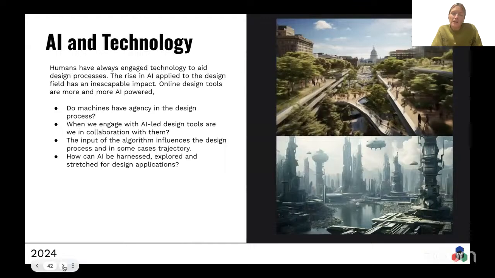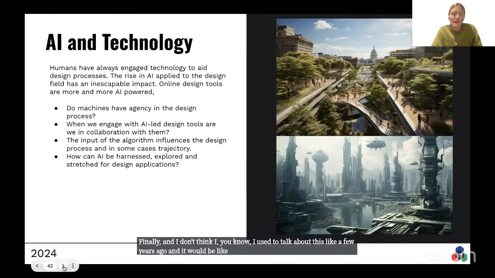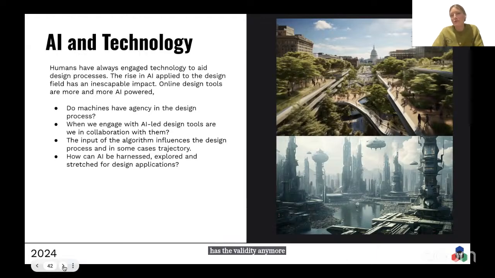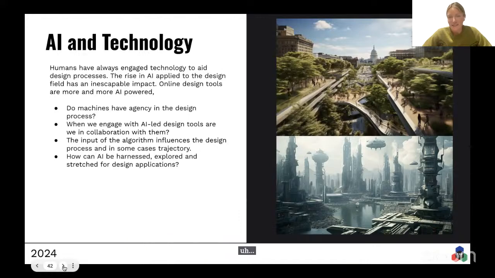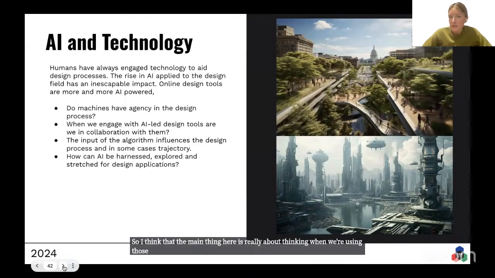Finally, I don't think I used to talk about this a few years ago, and it would be like, oh, wow, we made this with AI tools. That's amazing. But I just don't think it has the validity anymore, because most of the design tools we use online have AI capacity. So I think the main thing here is really about thinking, when we're using those tools, what is the agency of our collaborator? And is the AI a collaborator? Do machines have agency in the design process?